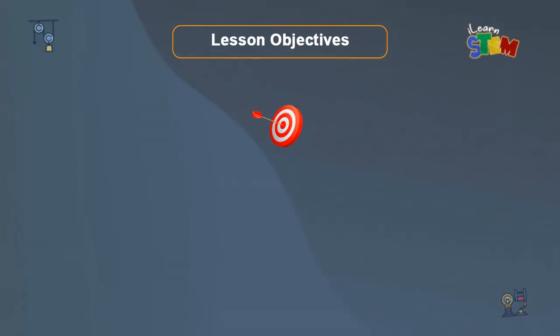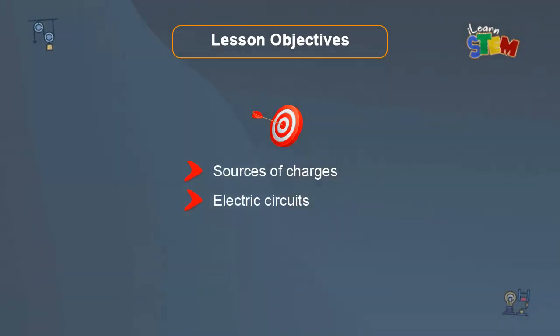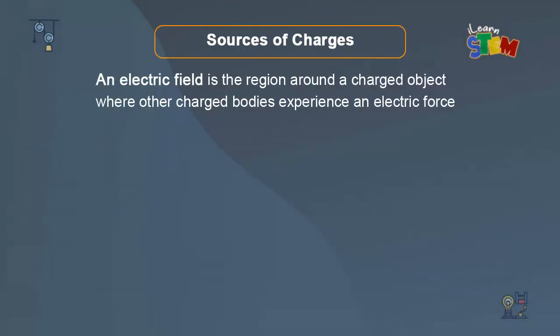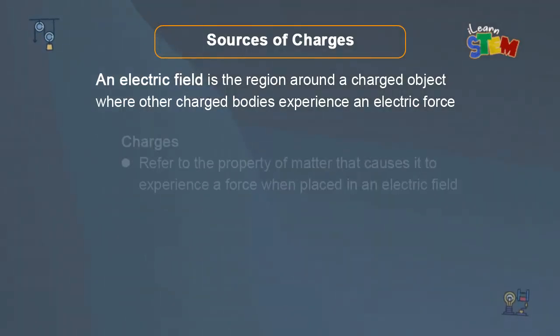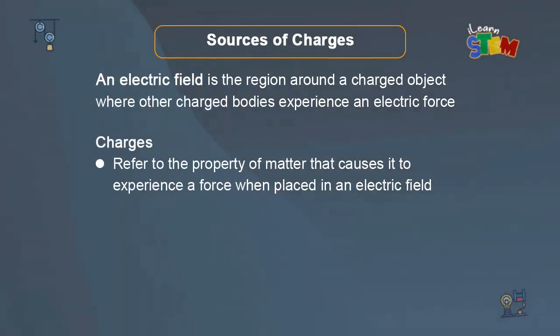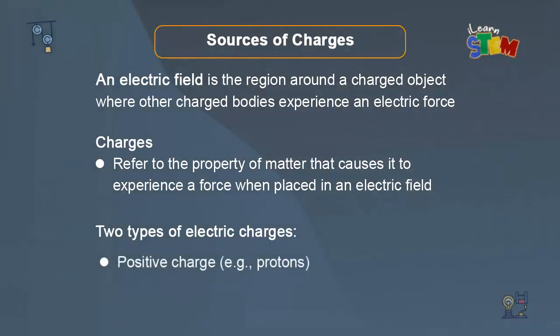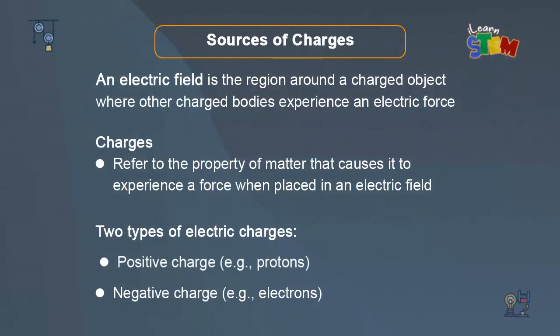Today's goal is to explore the concept of sources of charges and electric circuits. An electric field is the region around a charged object where other charged bodies experience an electric force. In electricity, charges refer to the property of matter that causes it to experience a force when placed in an electric field. Electric charges are of two types: positive charges, which are carried by particles like protons, and negative charges, which are carried by electrons.